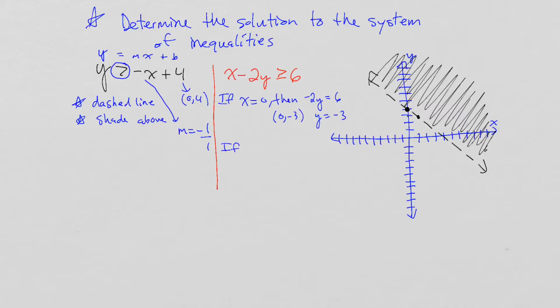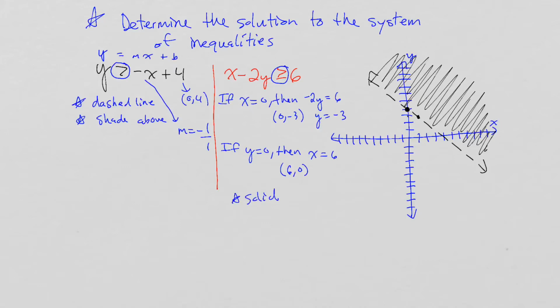And then if y is equal to 0, then x is equal to 6. So that gives us the point (6, 0). Now, before we plot those two and draw a line, we need to know from our sign if it's going to be dashed or solid, and it has an equal sign. So it's going to be solid.